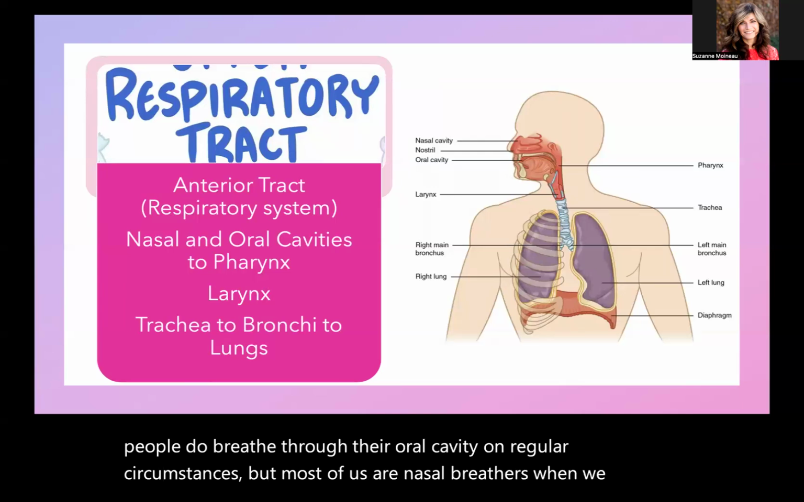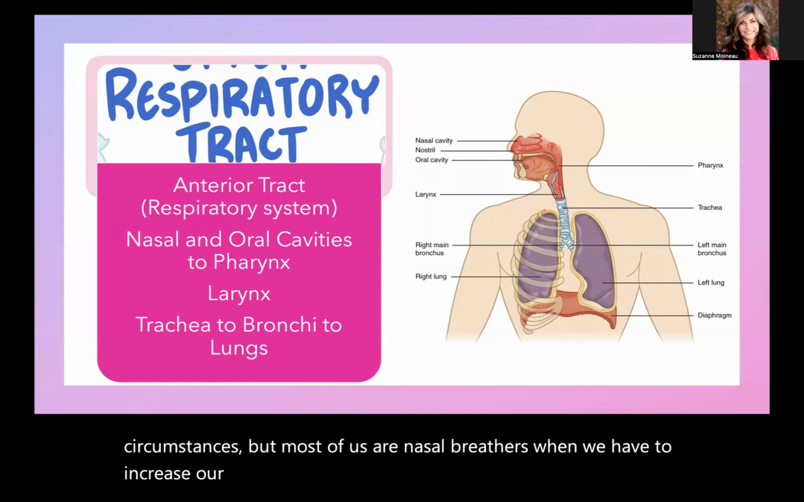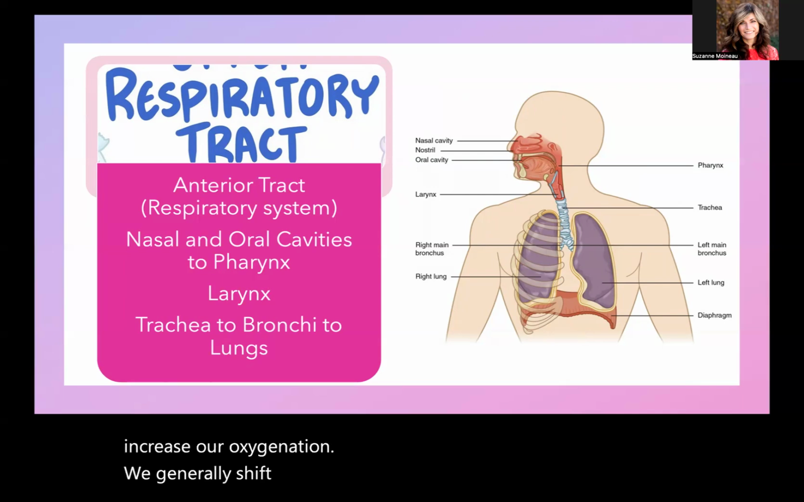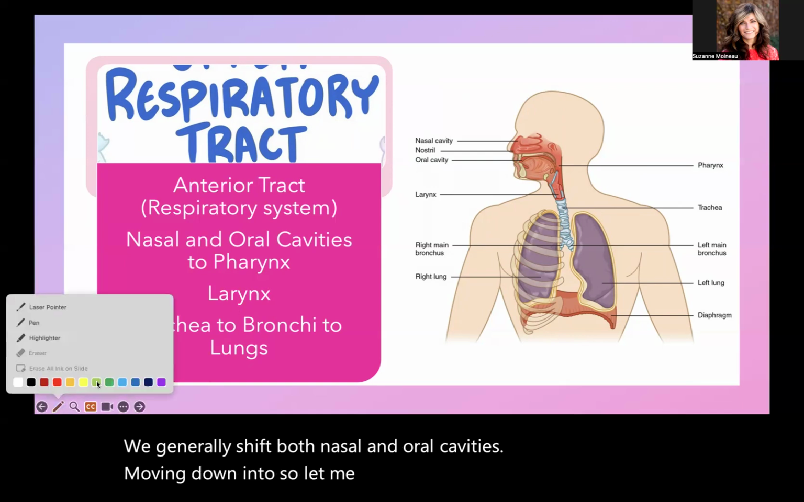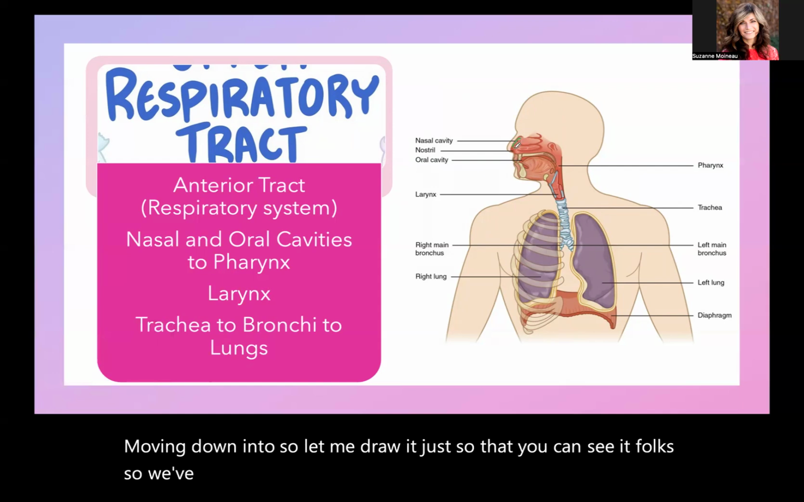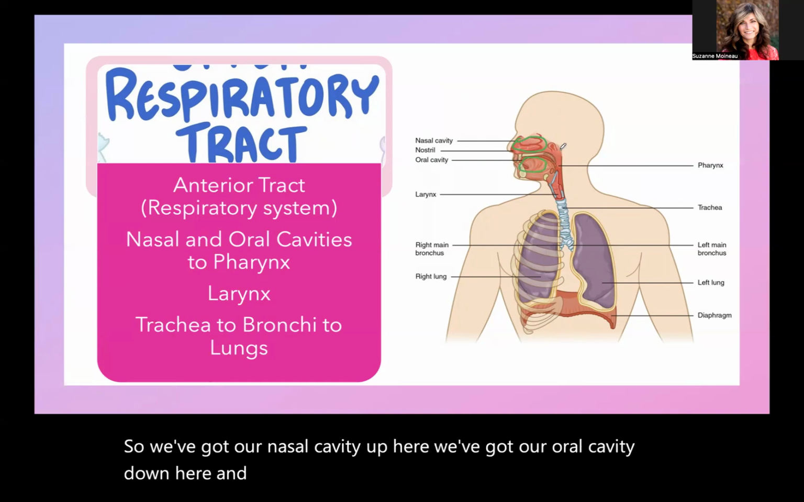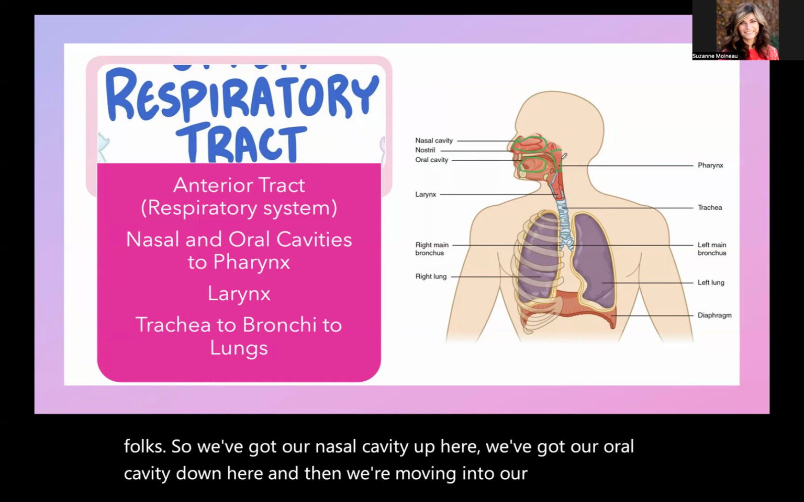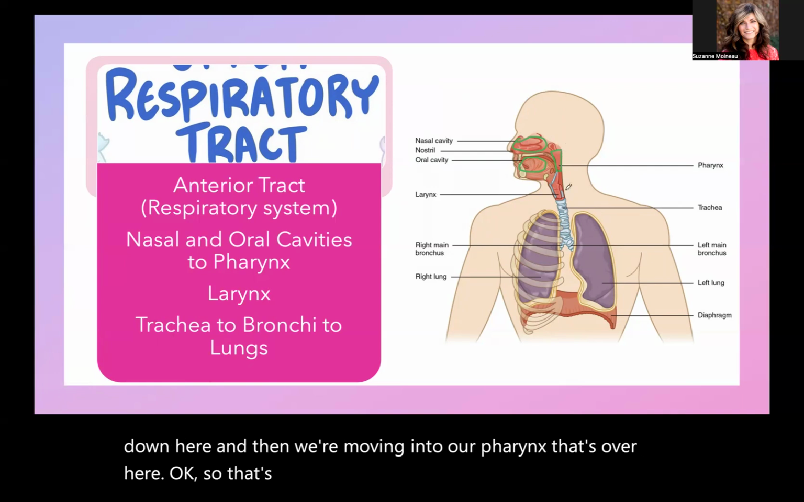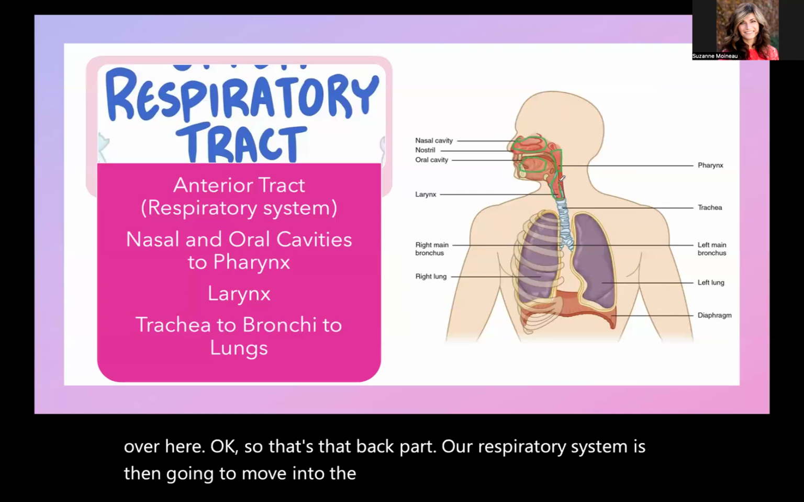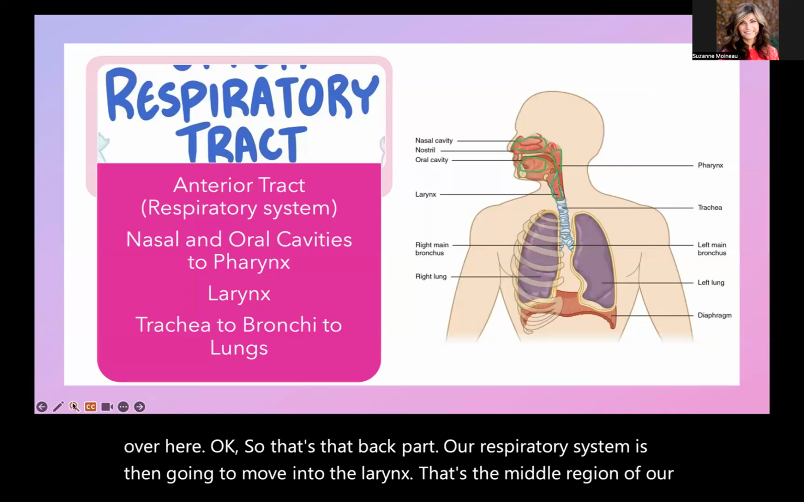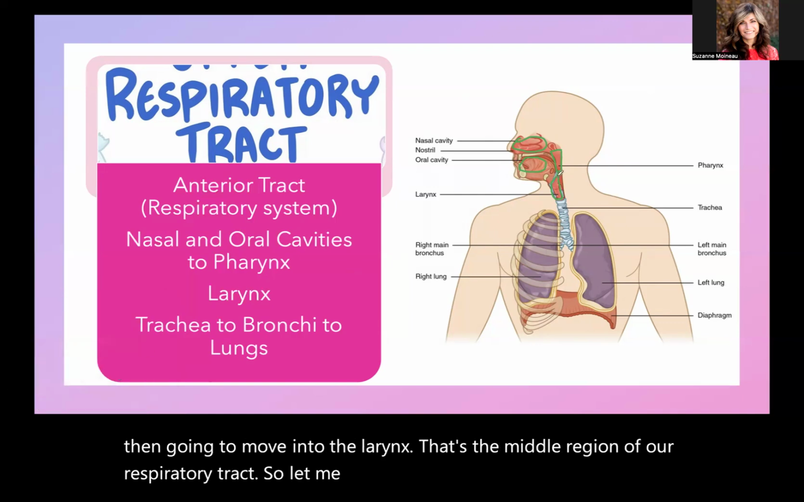When we have to increase our oxygenation, we generally shift to both nasal and oral cavities, moving down into, so let me draw it just so that you can see it, folks. So we've got our nasal cavity up here, we've got our oral cavity down here, and then we're moving into our pharynx. That's over here. Okay, so that's that back part. Our respiratory system is then going to move into the larynx. That's the middle region of our respiratory tract. So let me use blue on here so you know that this is the larynx.